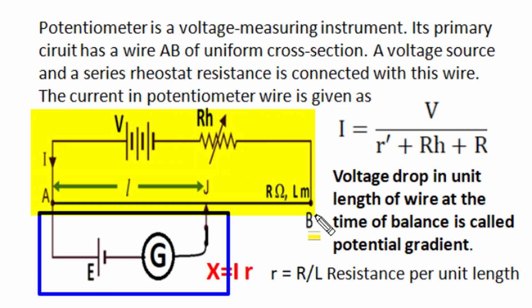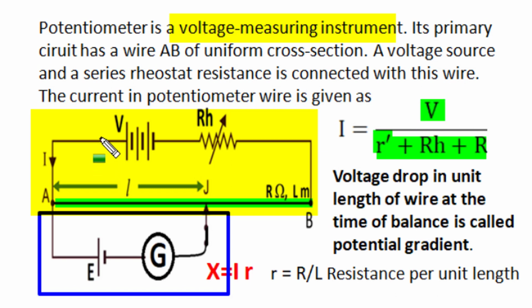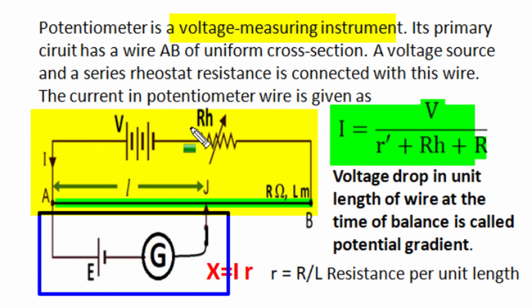This yellow highlighted section is the primary circuit of the potentiometer and the remaining blue frame part is the secondary circuit of the potentiometer, and this potentiometer is a voltage measuring instrument. In the primary circuit, AB is a wire of uniform cross section area having R ohm resistance in L meter length, and this circuit is supplied by a source voltage which has a small internal resistance R dash, and a current limiting rheostat is also connected in series. The total resistance in this series circuit, of internal resistance of source, rheostat resistance and wire resistance, has total applied voltage V across it, and that circulates a current I in this primary circuit.